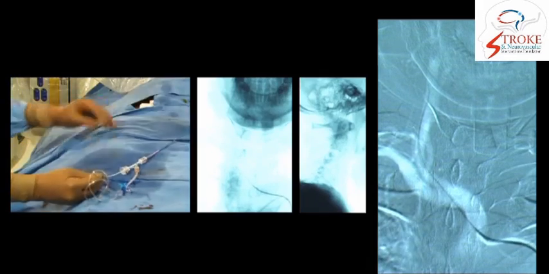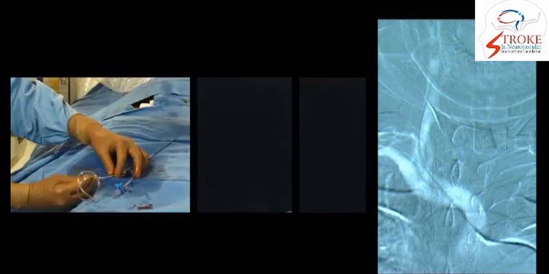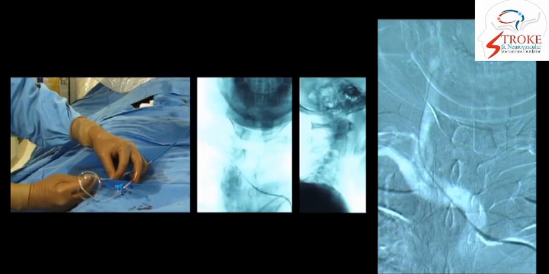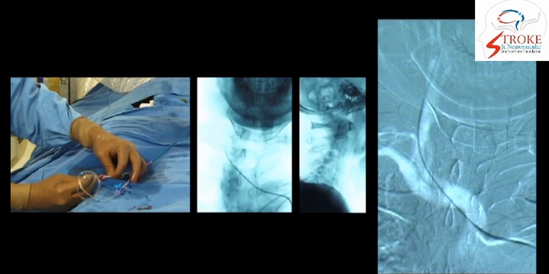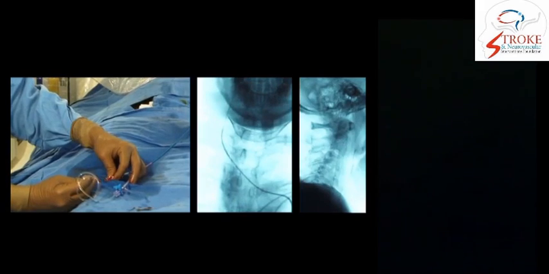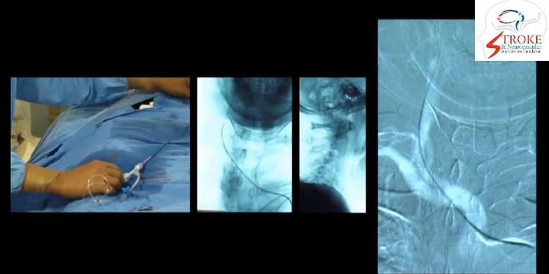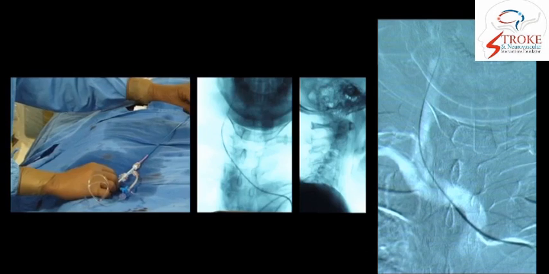Once the wire is in the external carotid artery, it gives enough support to place the 5F soft tip catheter into the common carotid artery, and then it is relatively easy and safe to place the guide catheter into the appropriate position.